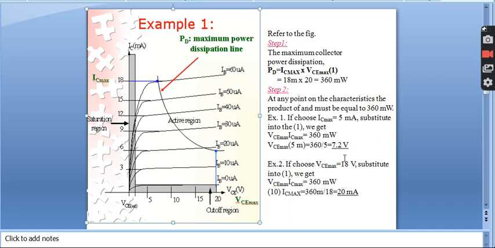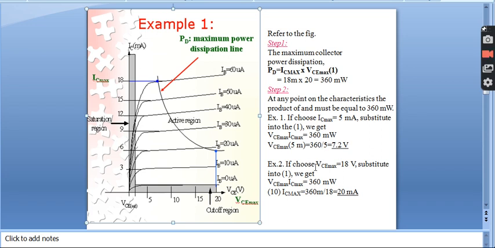The power dissipation here is equal to 360 milliwatts, so 360 by the IC maximum of 5 milliamperes gives 7.2 volts. At the same time, if we choose VCE maximum equal to 18 volts, substituting into the first equation, they are giving the voltage value and power. Now we have to find the maximum collector current. Then IC maximum is equal to 360 milliwatts by 18, and we get 20 milliamperes.